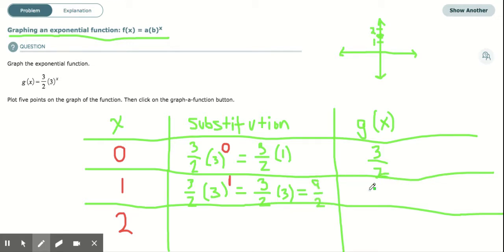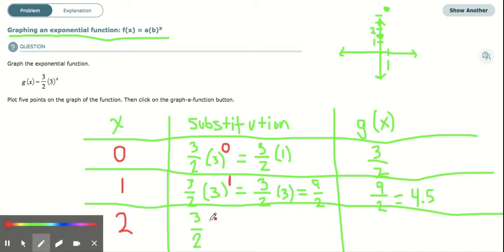All right, so you could write this as 9 over 2, or you could also write it as, what is 9 divided by 2? It's 4.5, right? So you could write it as 4.5. So when you're at 1 on the x, you're already up to 4.5 over here, right? 3, 4, 4.5. That's your 1. Then you're going to plug in a 2. So let's substitute 2 for our x value.